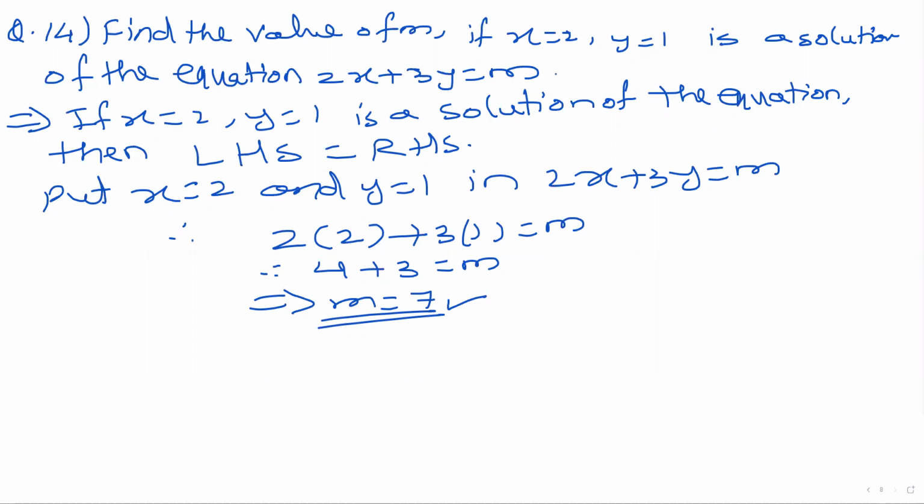Is that clear? What we have done? Yes, sir. In place of x, put 2. In place of y, put 1 and solve. You will get m. That's all. This is the meaning that x and y is the solution of the given equation. It's so simple. Okay, we'll do the next one.